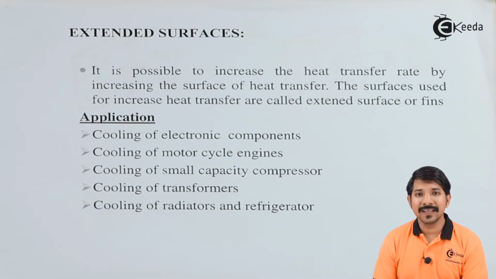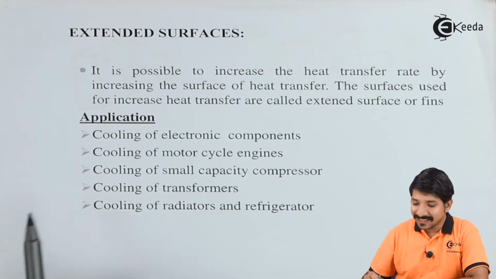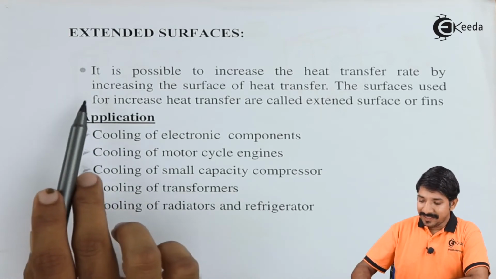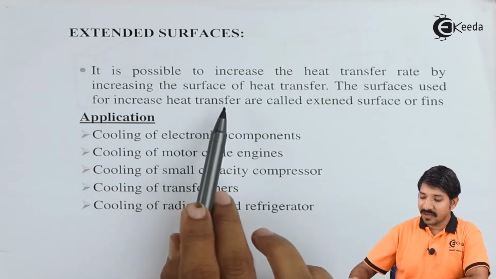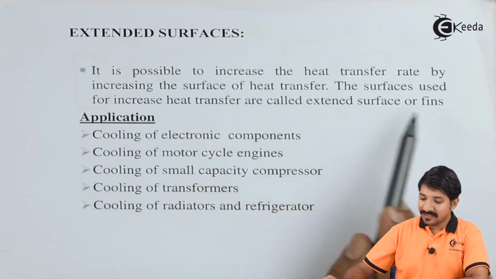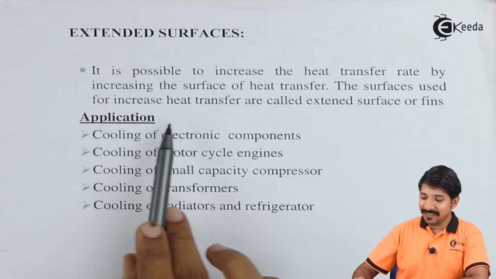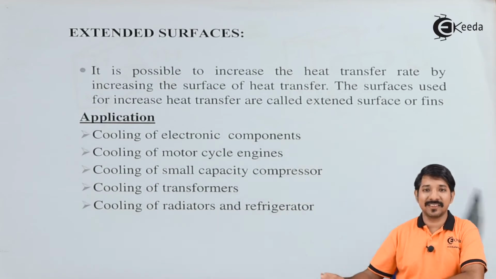So to remove the excess heat, there are so many ways. We need to look at the ways of conduction and convection. We have seen previously the analysis of conduction and convection. Now let us look at how we can use the knowledge of extended surface to remove that heat effectively. Now what is an extended surface? It is possible to increase the heat transfer rate by increasing the surface area of heat transfer. The surfaces used for increased heat transfer are called extended surfaces.